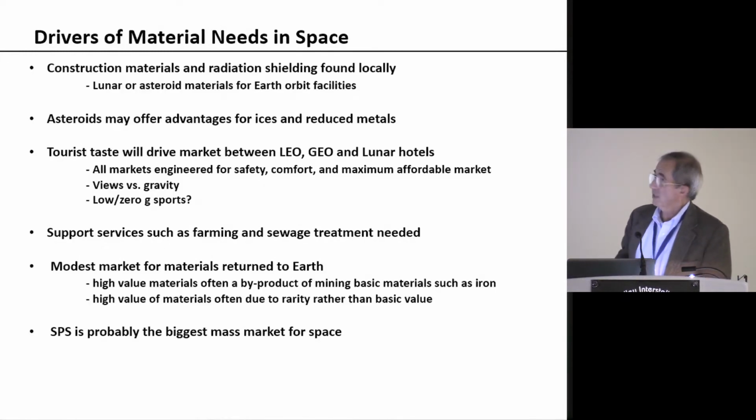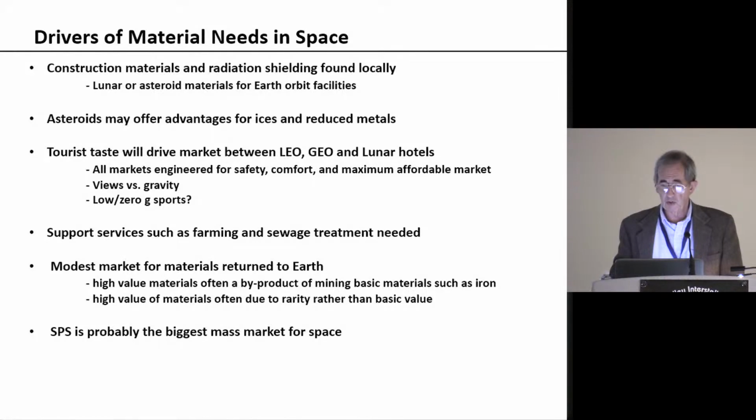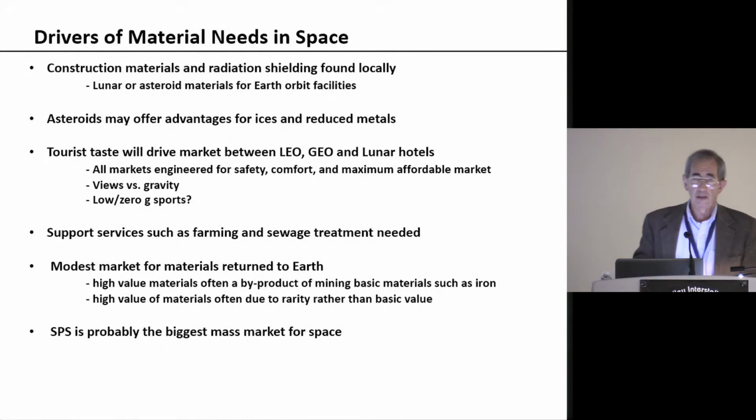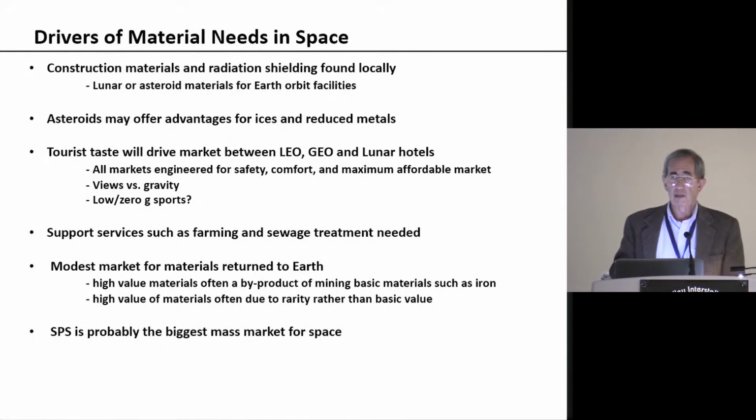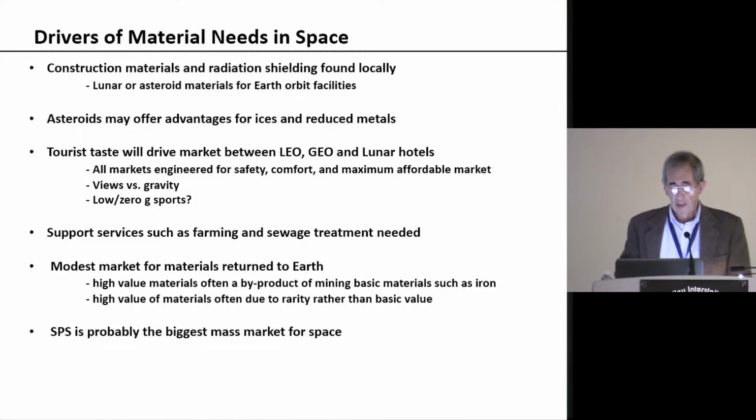So what are the big drivers in terms of using large amounts of materials in space? The construction materials, radiation shielding, all this stuff, by necessity, you have to find locally just because of the mass involved. Whether you're on the moon, on Mars, or in asteroids. If you're in space around near Earth, obviously you're not going to build much out of a vacuum, so you've got to pull it from one of the nearby resources.